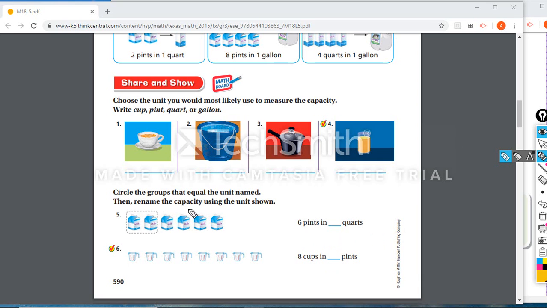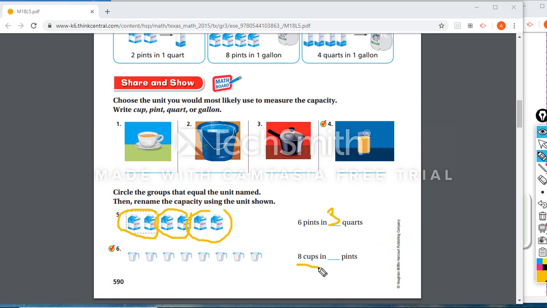So, circle the groups that equal the unit named. We're looking at pints, and we want to know how many quarts. I know that 2 pints equals 1 quart. So, that's 1 quart. That's 2. That's 3. So, I have 3 quarts. 6 pints equal 3 quarts.